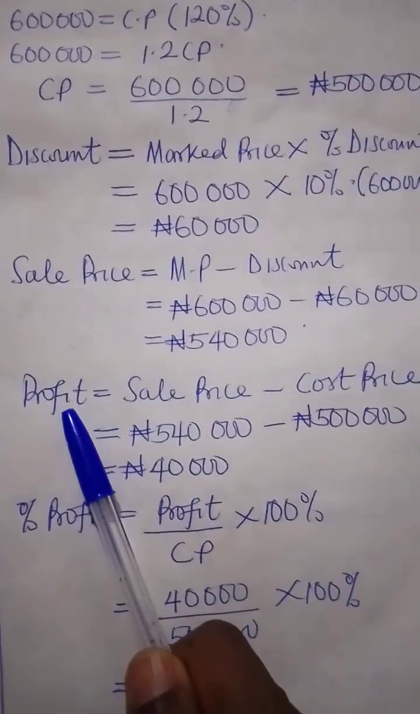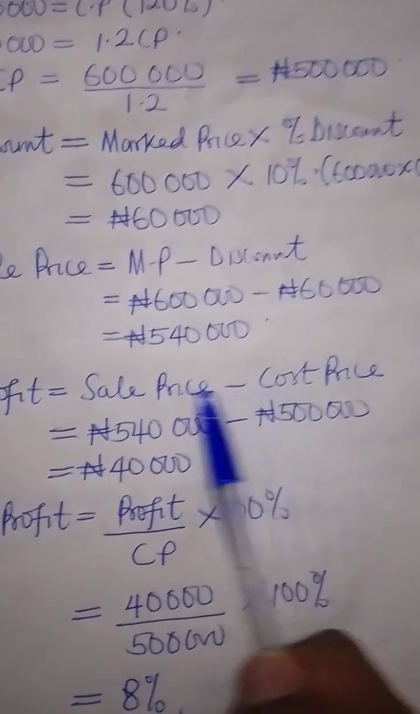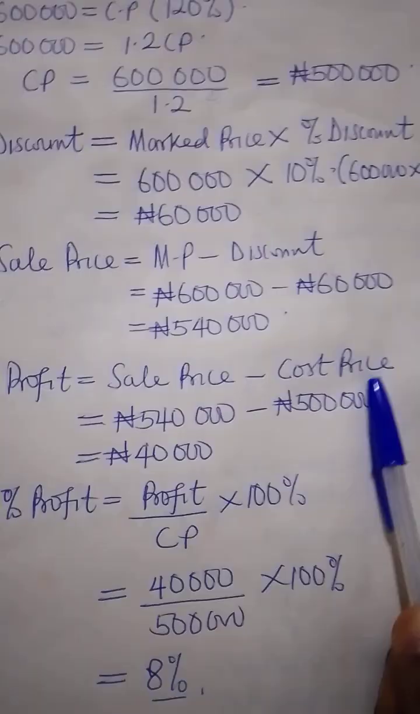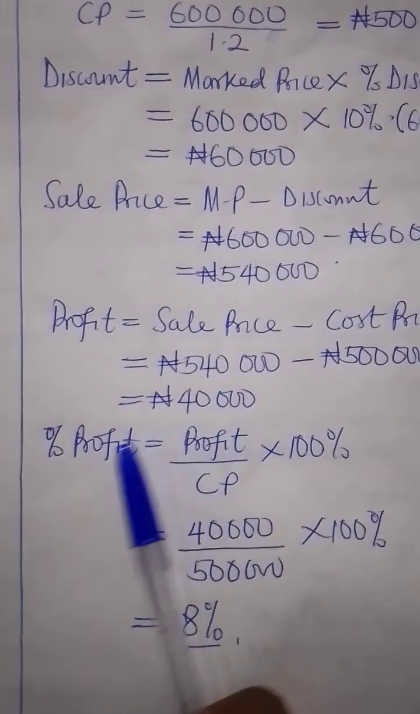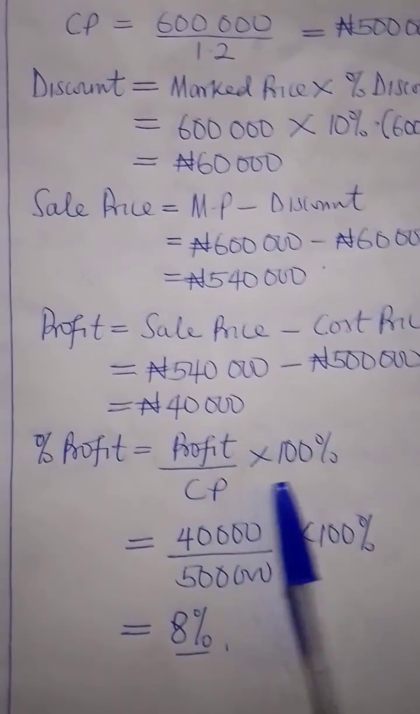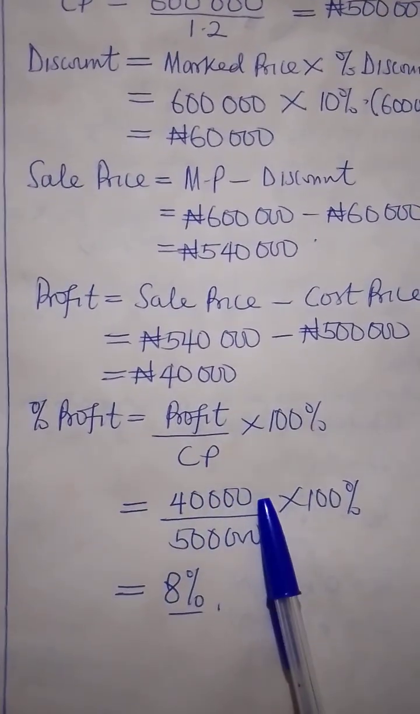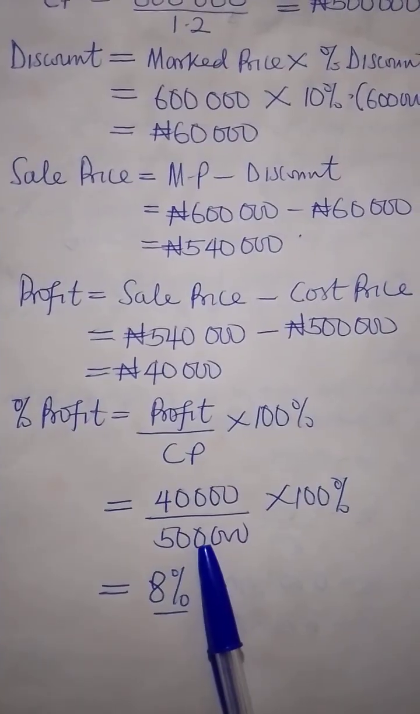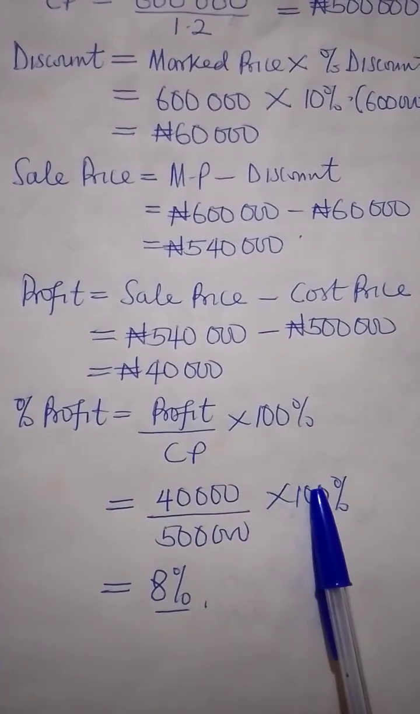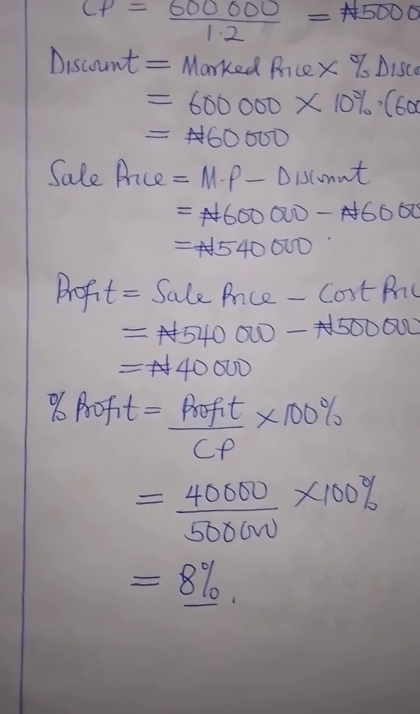540,000. So your profit then becomes sale price minus cost price, or selling price minus cost price. That eventually will give us 40,000. So we take percentage profit, which is profit over cost price, times 100%. Our cost price, don't forget, is 500,000, and times 100%, and finally our percentage profit is 8%.